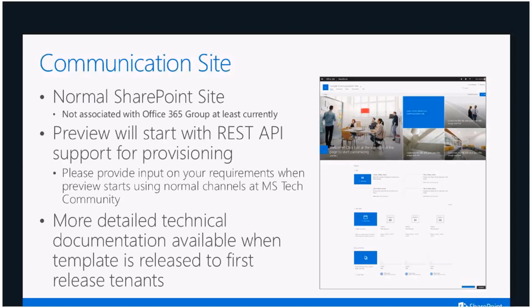So this is actually, underneath the cover, a new site definition, but it's only a site definition in SharePoint Online, so you don't actually see that. It is a normal SharePoint site, which might be a small surprise. It is not associated with an Office 365 Group, at least currently, so it is not exactly the same as the modern collaboration sites, which are always associated to the Office 365 Group.